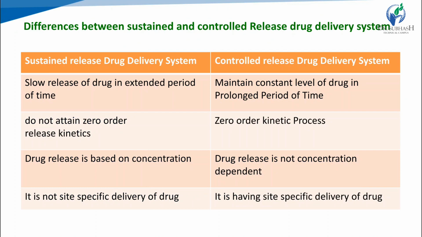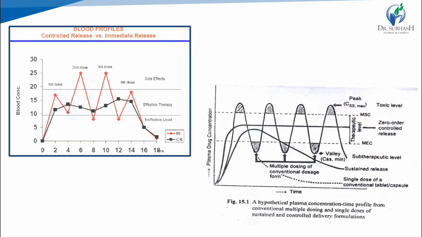In controlled release, we have to get a nearly zero order kinetic process. In sustained release, the release is based on the concentration. In controlled release, the release is not dependent on the drug concentration. Sustained release, as compared to controlled release, is not site specific targeted, but if we want site specific targeting, we have to go for controlled release. So these are some differences between the sustained and the controlled release type of drug release system.